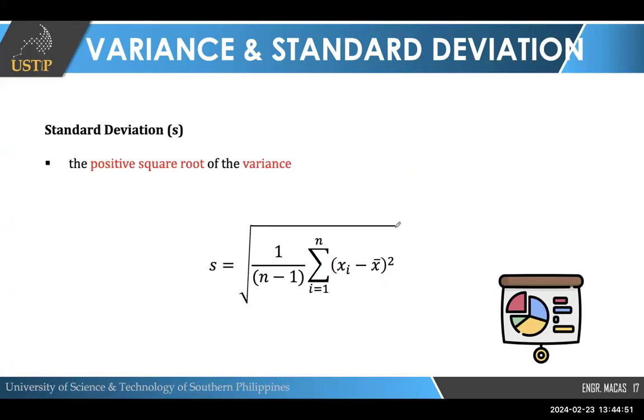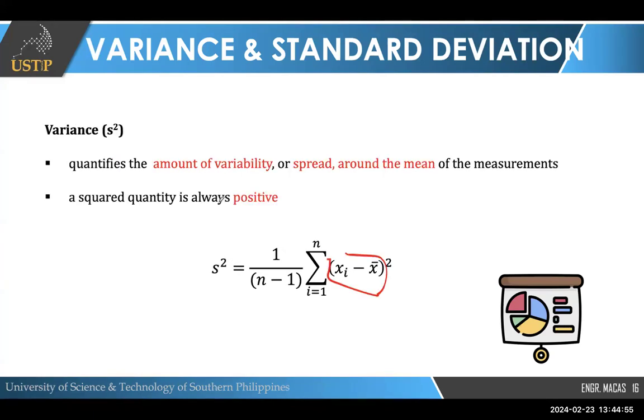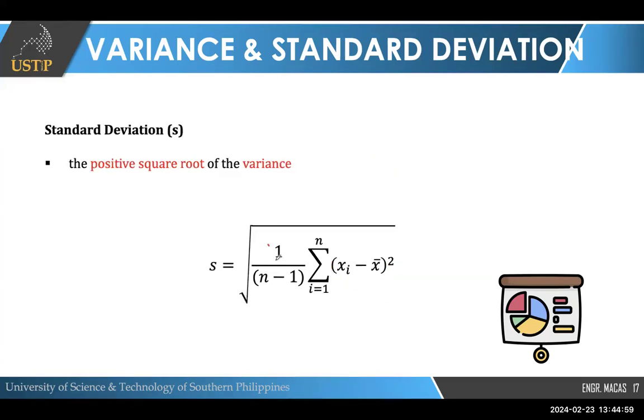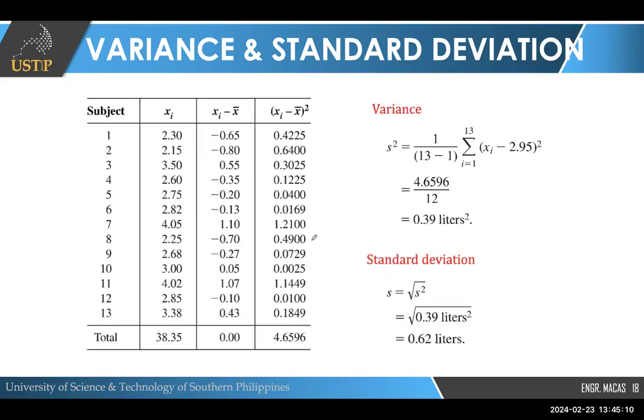Okay, for the standard deviation, all you have to do is get the square root of the variance, basically. The positive square root of the variance. So it's the same, we just get the square root of the value of your variance.